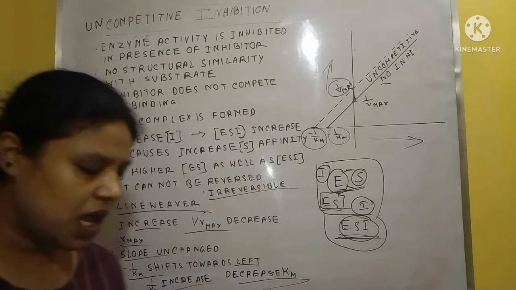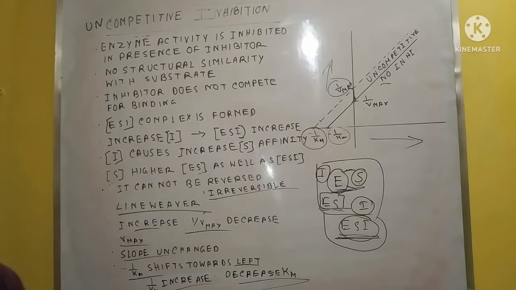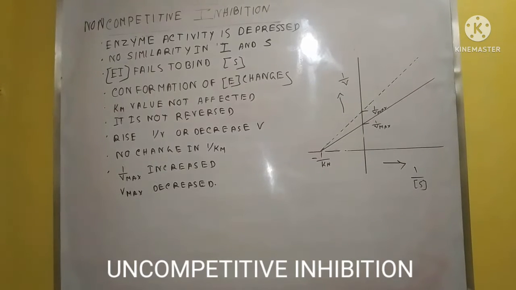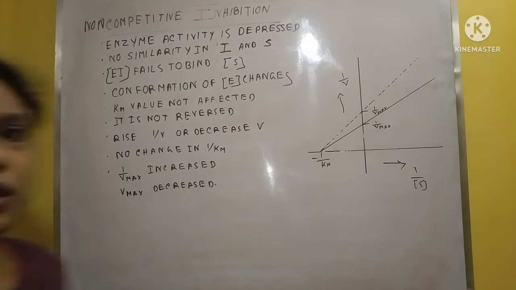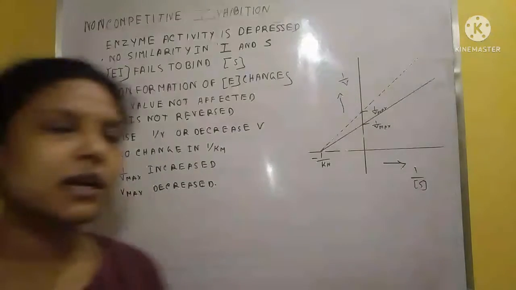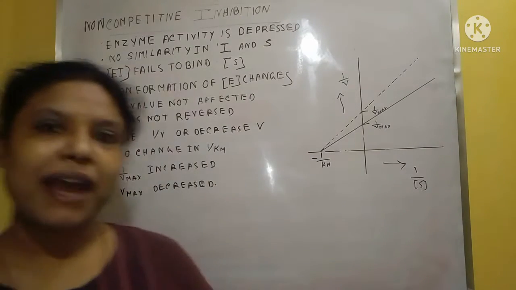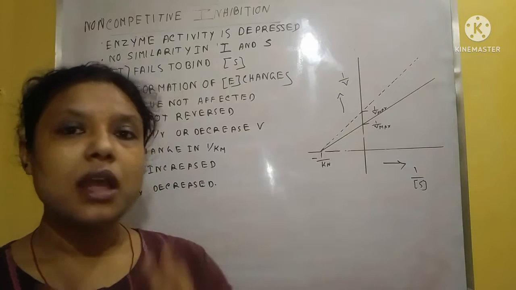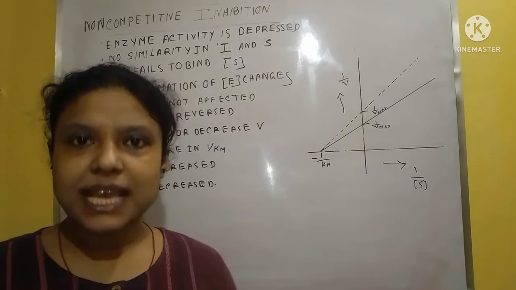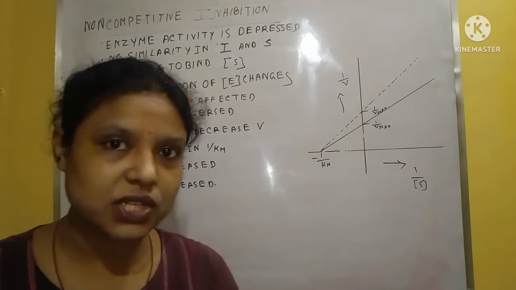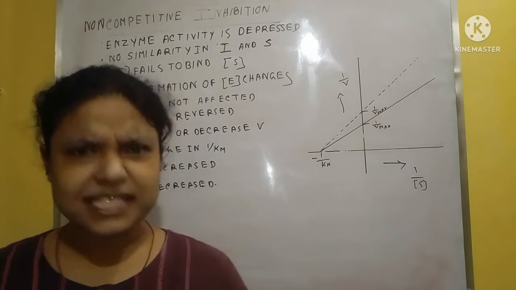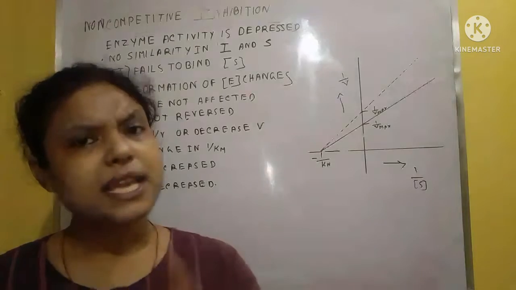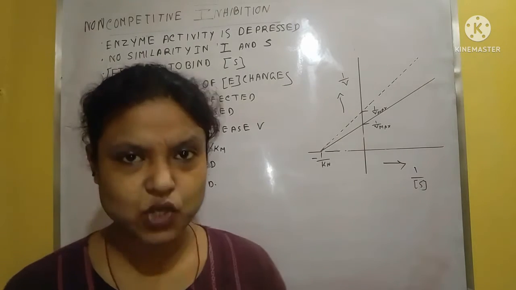And the last one we learn is the non-competitive inhibition. In non-competitive inhibition, if the inhibitor is present within the medium, the inhibitor binds with the enzyme and changes the conformational structure of the enzyme. The enzyme's conformational structure is totally changed by the binding of the inhibitor, and as a result the substrate cannot bind with the EI complex or with the enzyme to form the ES complex.